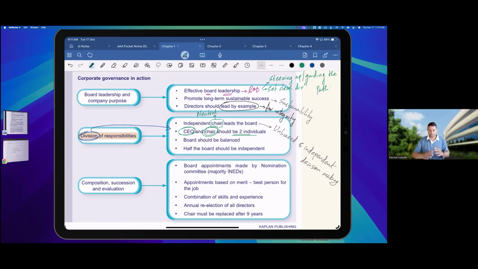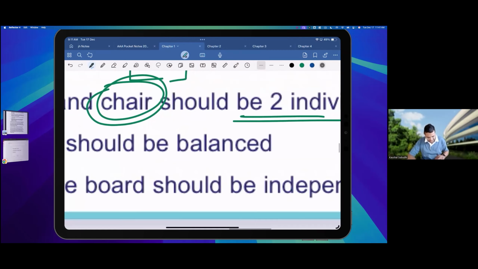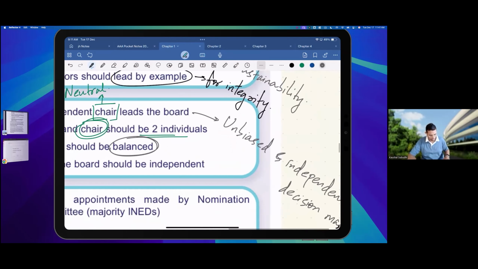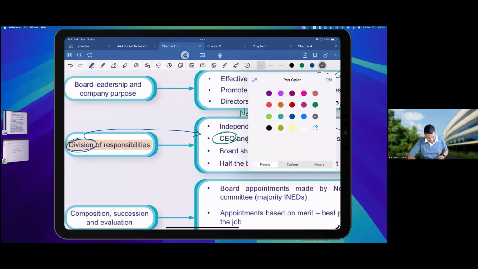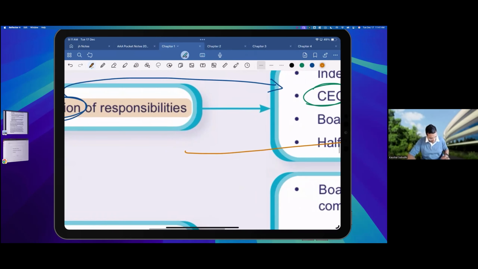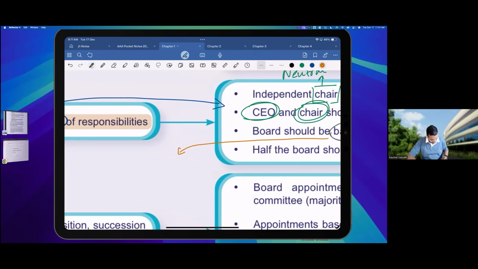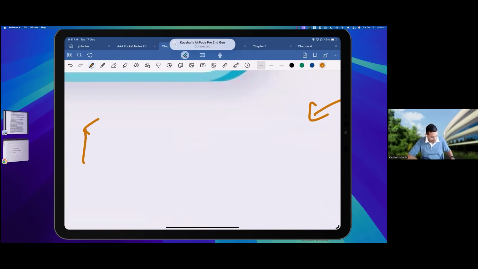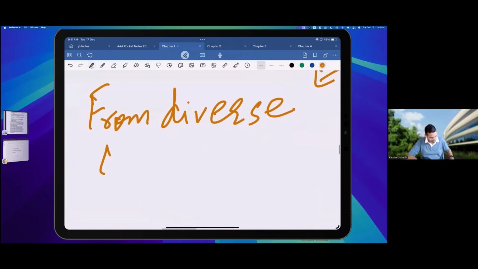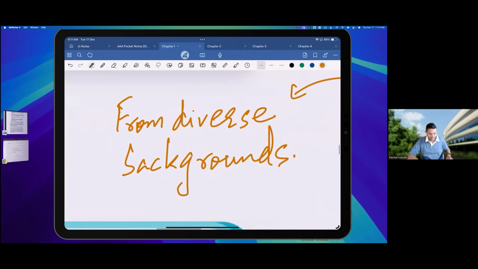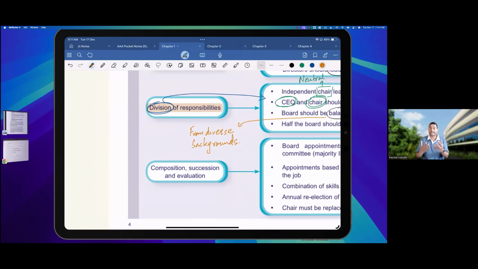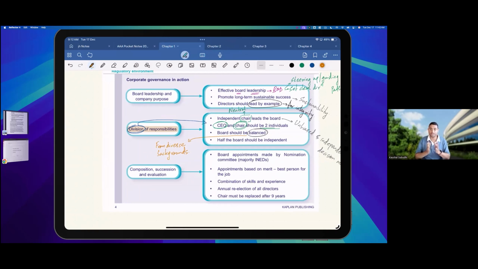The board should be balanced. That's again very important when you're talking about balancing. It means you have to have a board who is hailing from diverse backgrounds, right? So the board should be from diverse backgrounds. They have to have different expertise in their own fields. That's what it is all about when it comes to the board, which should be pretty much balanced.